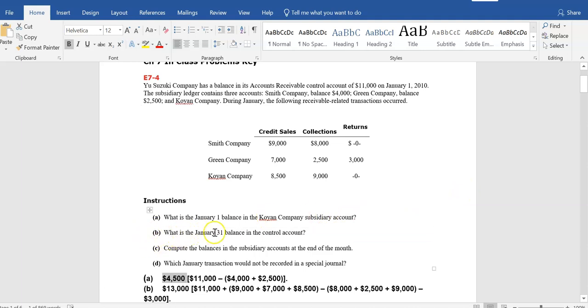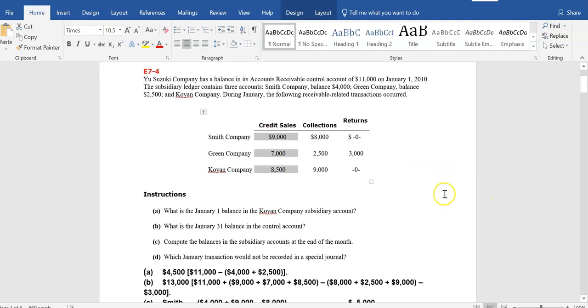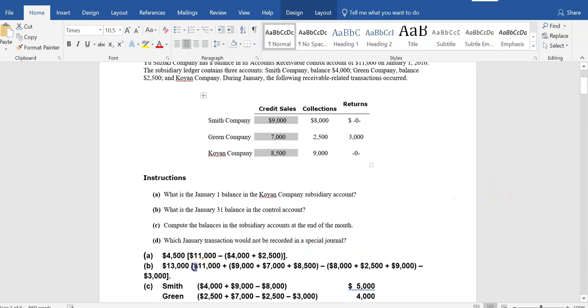Now, what is the January 31st balance in the control account? Control account started January with 11,000. During the month of January, these were the credit sales made to all customers on account. That means if we started with $11,000 in accounts receivable, when we made sales to the customers, we would have increased accounts receivable in the general ledger.